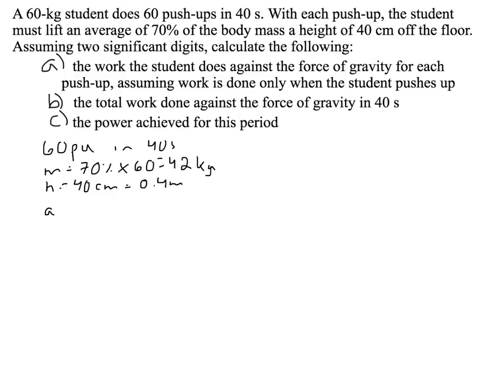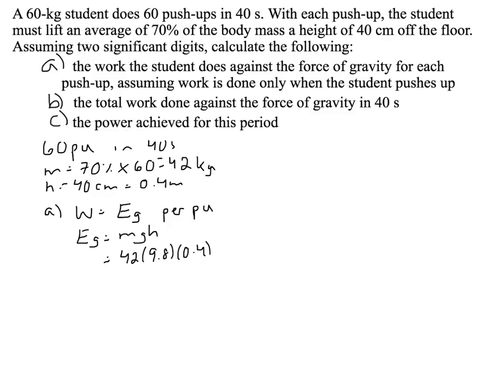So for A, we're asked for the work. Work is going to be EG per push-up. EG equals mgh, 42 times 9.8 times 0.4 equals 160 joules.